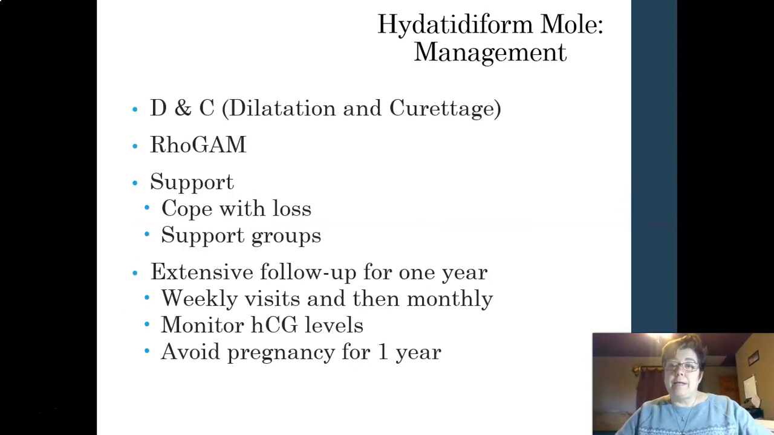The treatment, the management of a hydatiform mole, is to remove all of the abnormal tissue. This is done with what's called a D&C, or a dilatation and curettage. This is when they insert an instrument up into the uterus and they scrape out the uterus and suction out all of the tissue in the uterus. And so the goal is to remove all of that trophoblastic tissue.